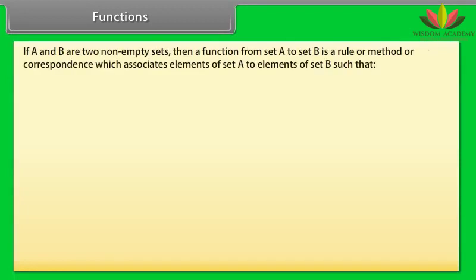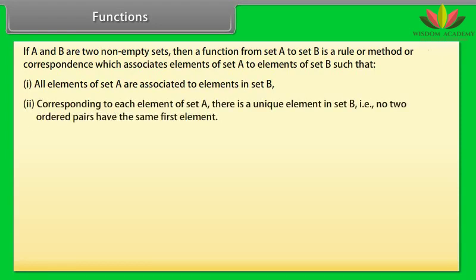Functions. If A and B are two non-empty sets, then a function from set A to set B is a rule or method or correspondence which associates elements of set A to elements of set B, such that: 1. All elements of set A are associated to elements in set B. 2. Corresponding to each element of set A, there is a unique element in set B, that is, no two ordered pairs have the same first element. Symbolically, it is written as f is a function from A to B.